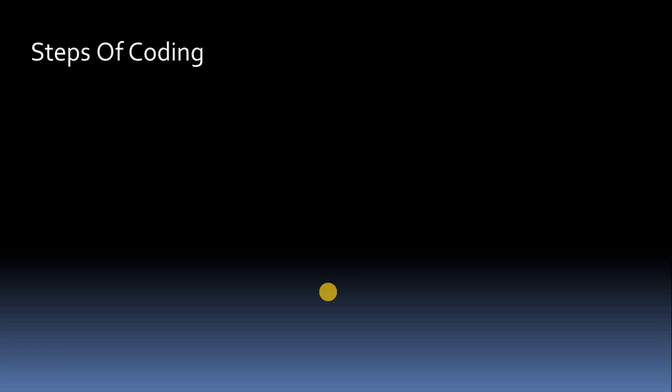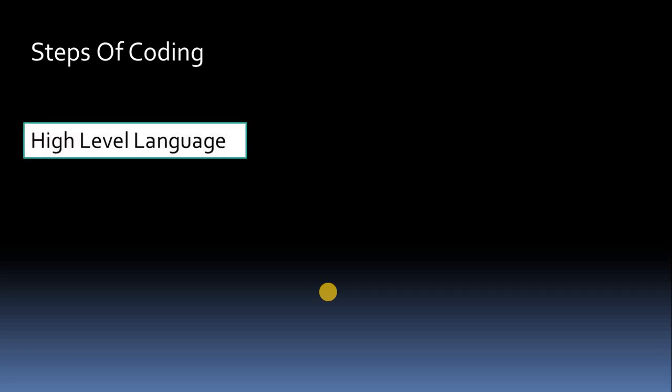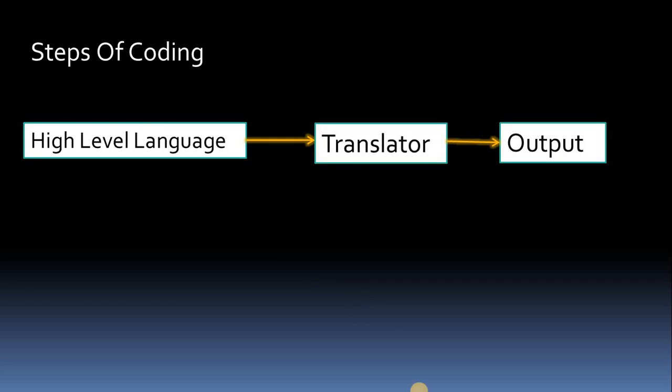In the steps of coding, we write the code in a high level language. Whatever language we select, mostly we write the code in English. Suppose you are writing in English, that is what is called a high level language. But your computer doesn't understand this language. Your computer understands only binary language. Okay, so whenever you type the code, there are these three stages: high level language, then a translator translates your high level language into binary language, and you get the output.